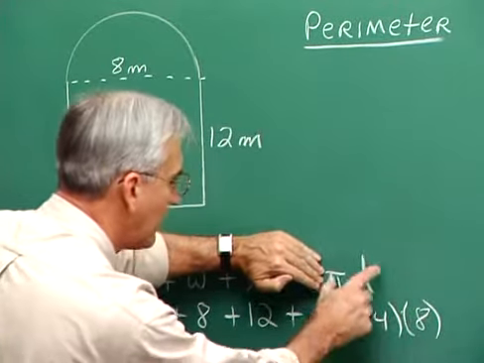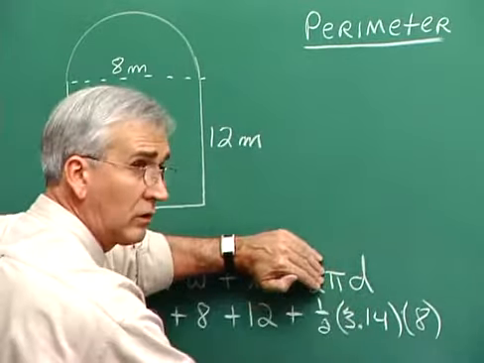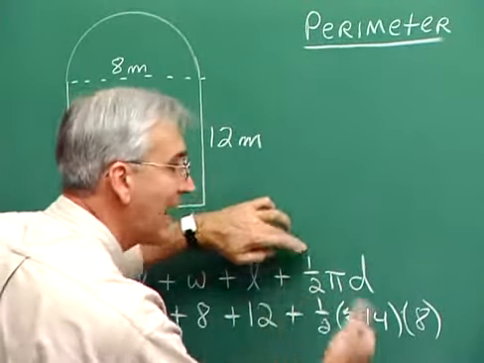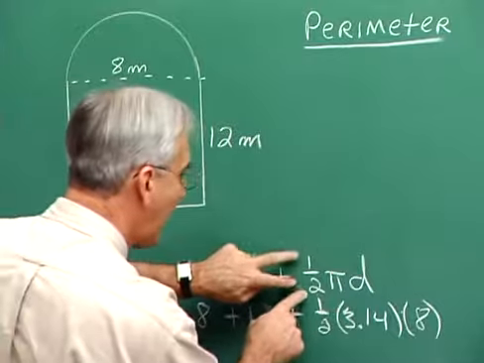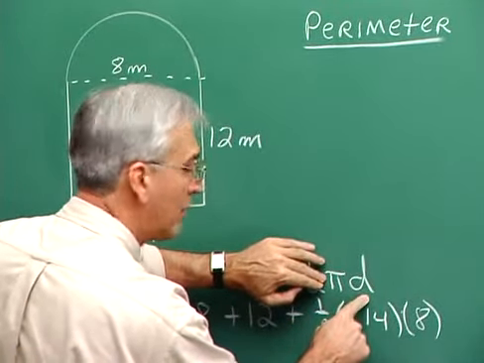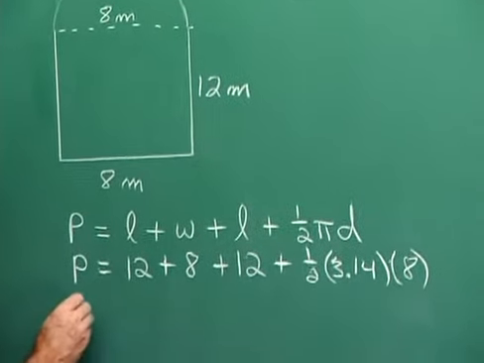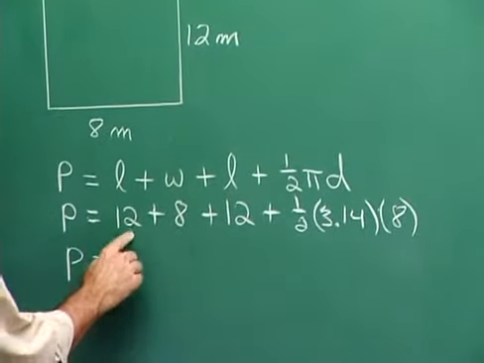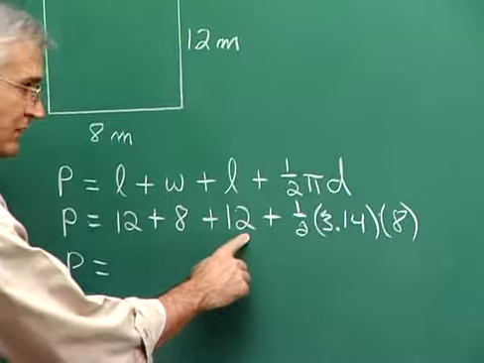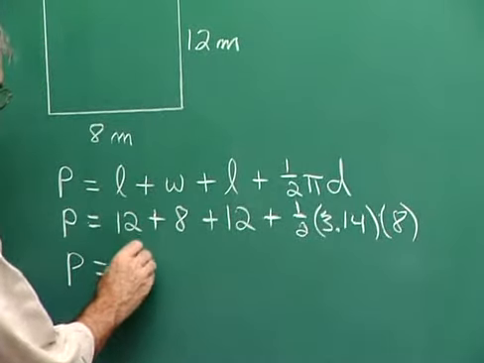This is the part that is the circumference of the whole circle, and I want half of that circumference. So that's why I'm using 1/2 pi times diameter. All right, so that's the idea. Let's slide back over here and do some adding. It's p equals 12 and 8 is 20, 20 and 12, that's 32. So all of this business is 32.